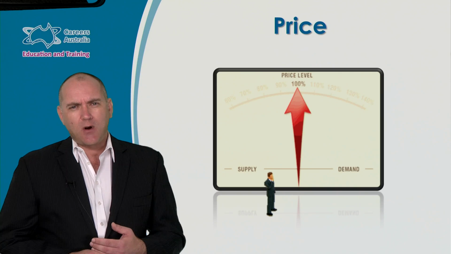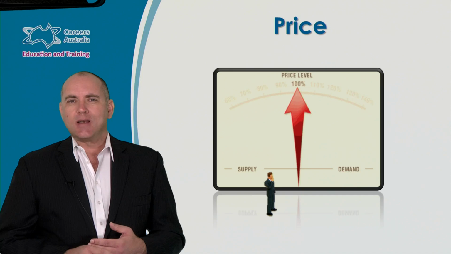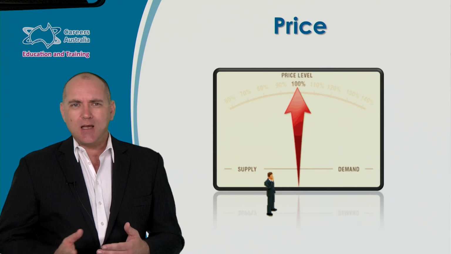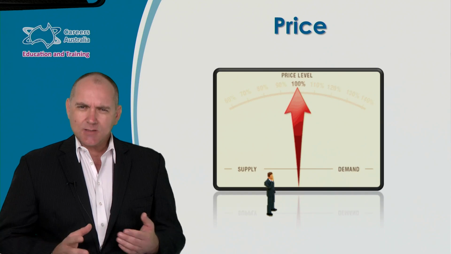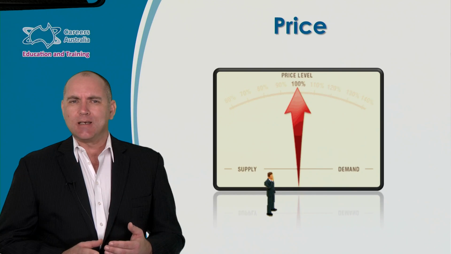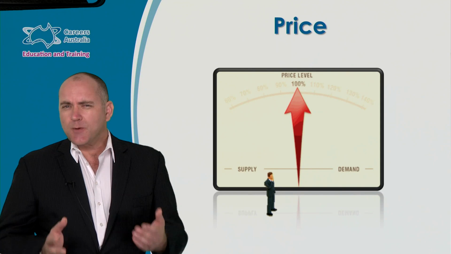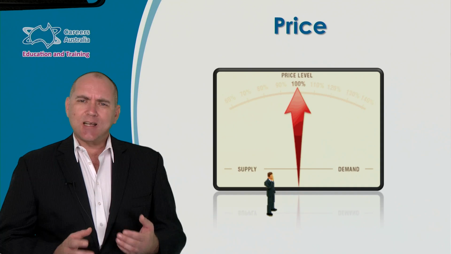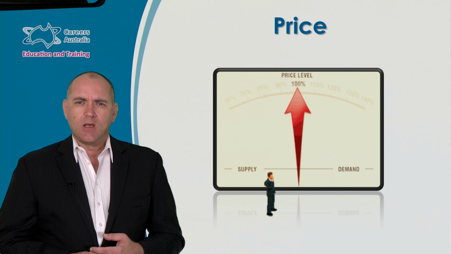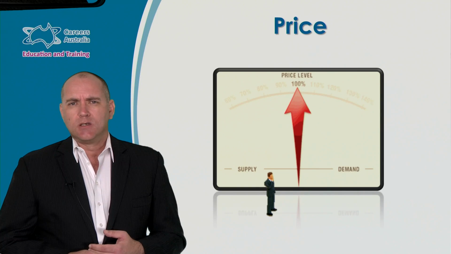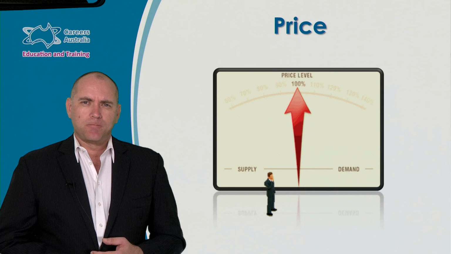Now, to understand price, the price of a good or a service at which the quantity supplied is equal to the quantity demanded is also called the market clearing price. At this point, buyers want to buy exactly the same amount that sellers want to sell. Now, if the price were higher, however, sellers would want to sell more than buyers would want to buy. Likewise, if the price were lower, quantity demanded would be greater than quantity supplied.